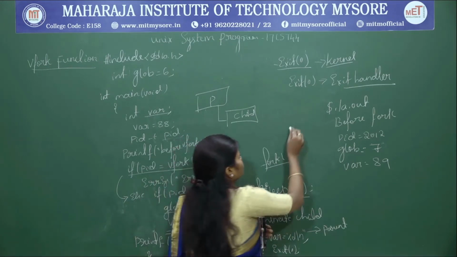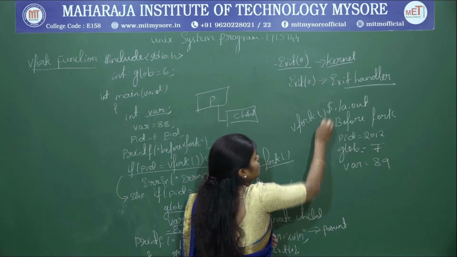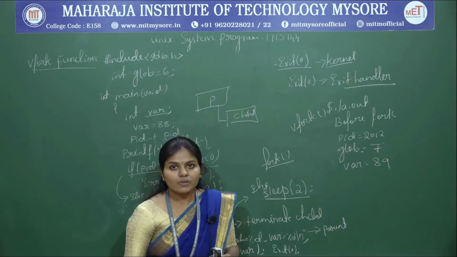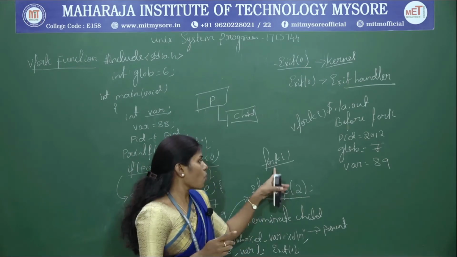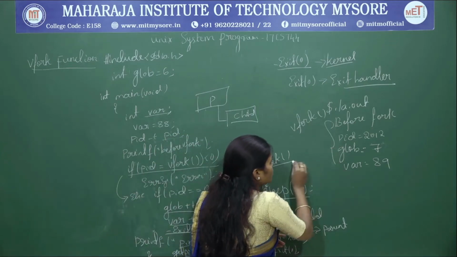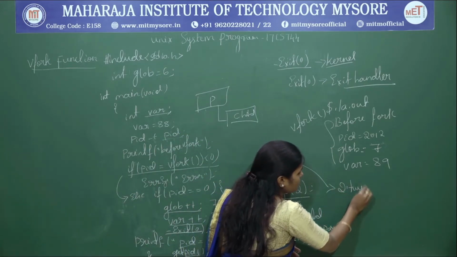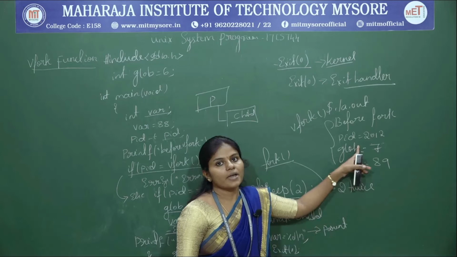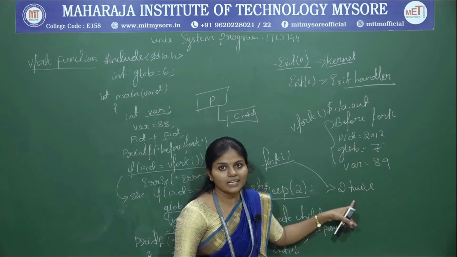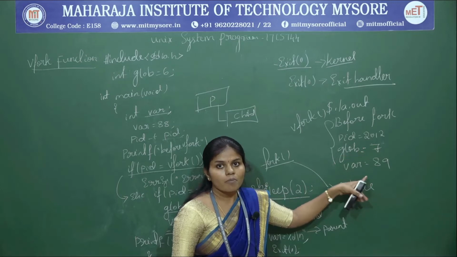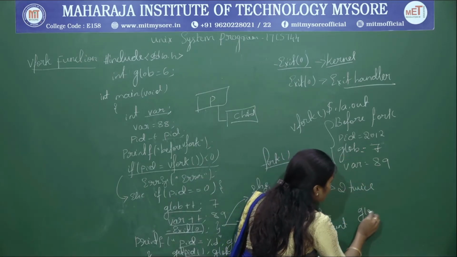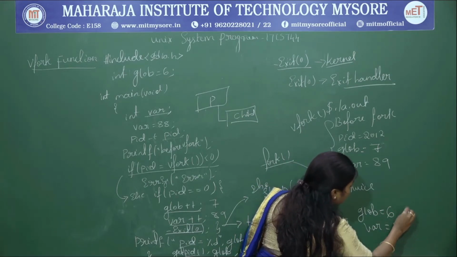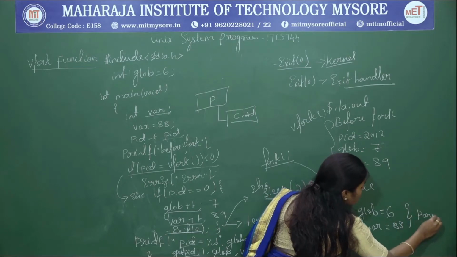So in vfork, the output is displayed only once, right? Why? Because all the control is given to the child, but in the fork command the same output is displayed twice, as we saw in the last example, right? One for the parent and one for the child. The child has the same value, but for the parent the global value will be the same, and the var value will become 88. That is for the parent.